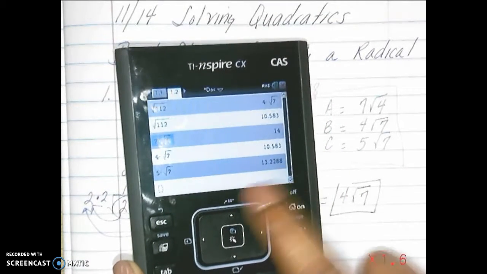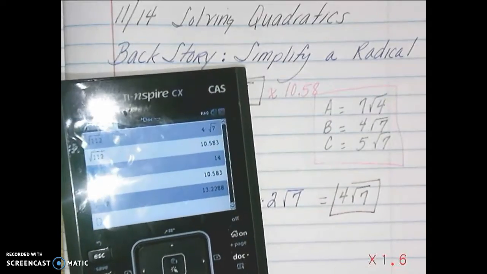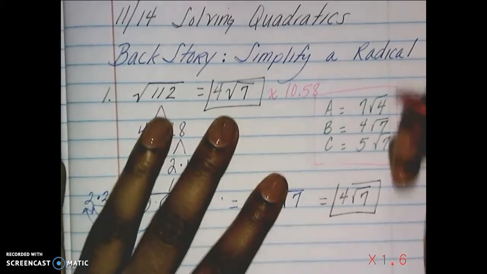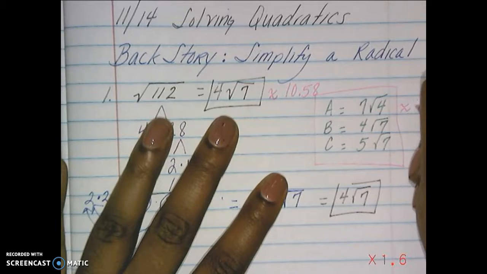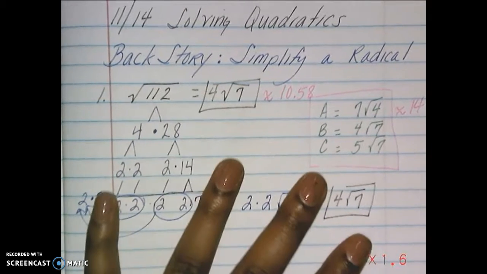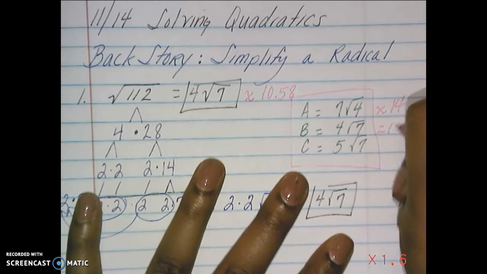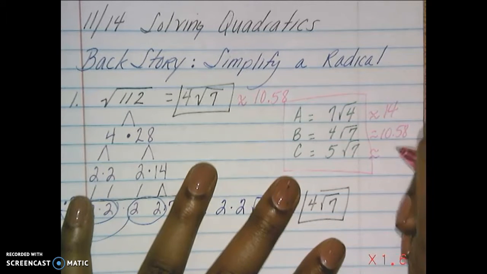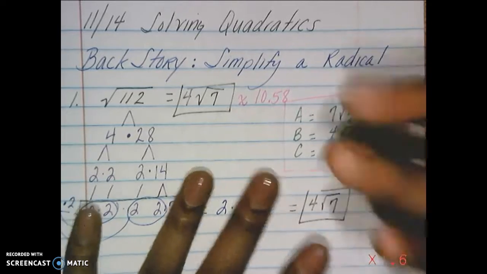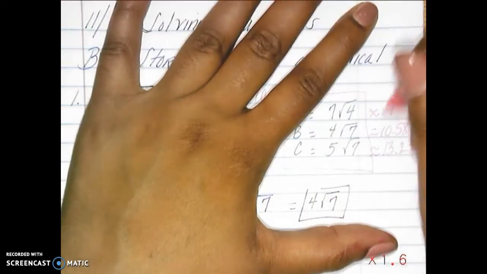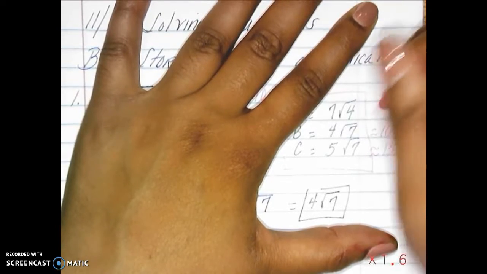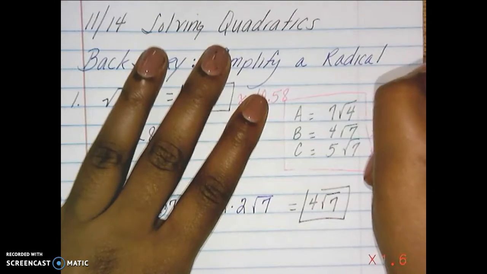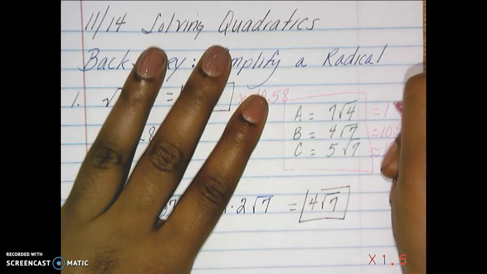So this is a way that you can check to make sure that you have the right answer. Here we had 14, here we had our same 10.58, and here we had 13.23. It says 0.228, but we can round that up. I want to fix this. It shouldn't be an approximate sign. This is actually what it equals. All right.